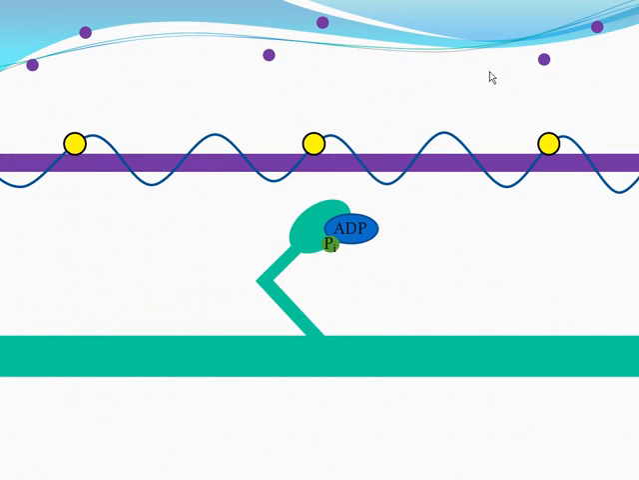So from an animation's point of view, this is what it looks like. Here, this purple line is the thin filament. So it's made up of what type of protein again?